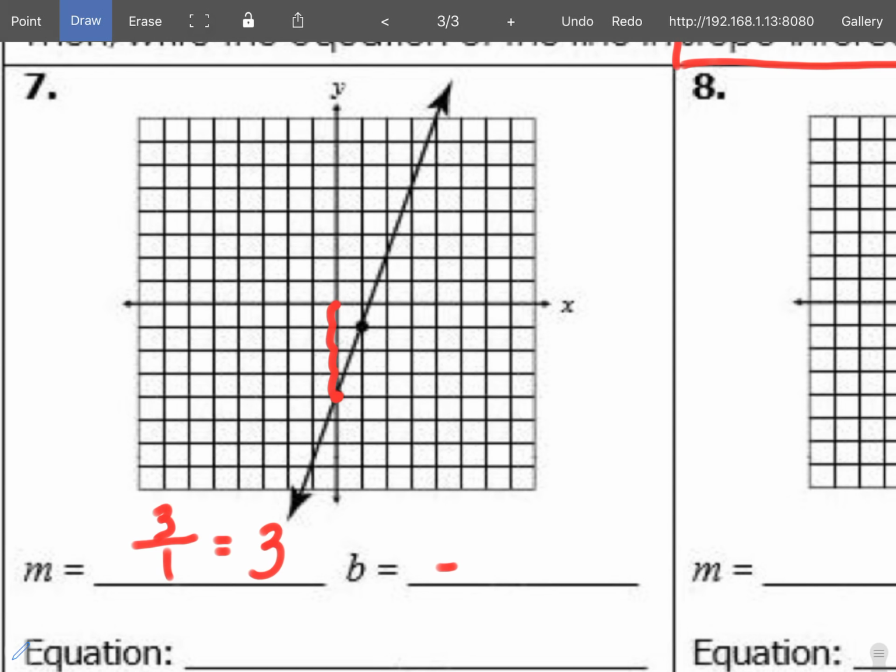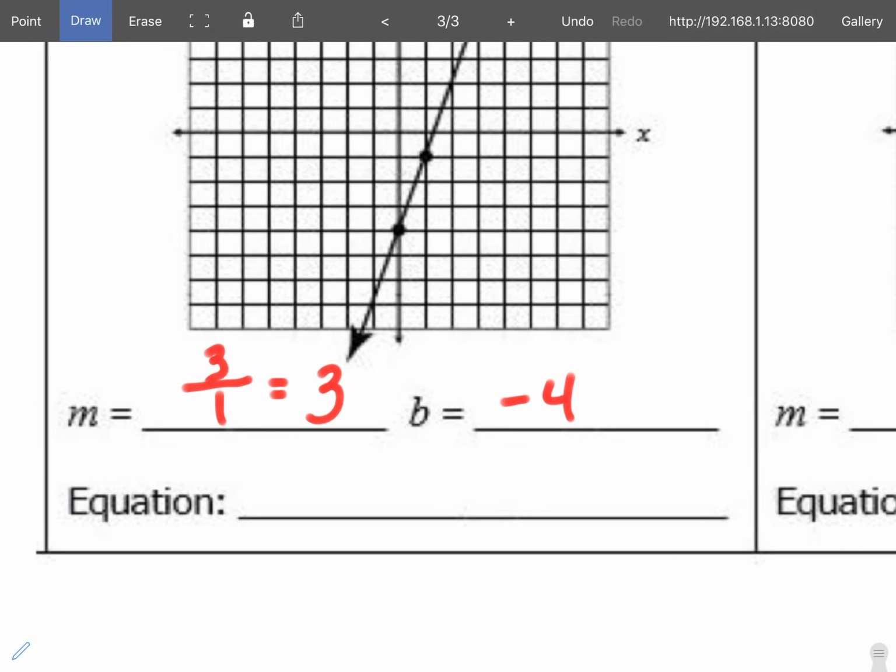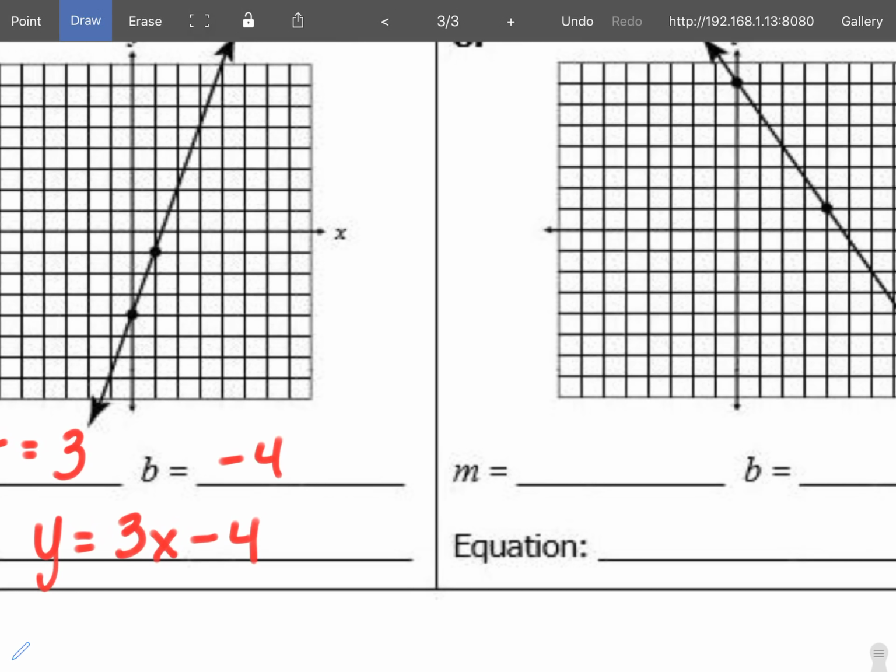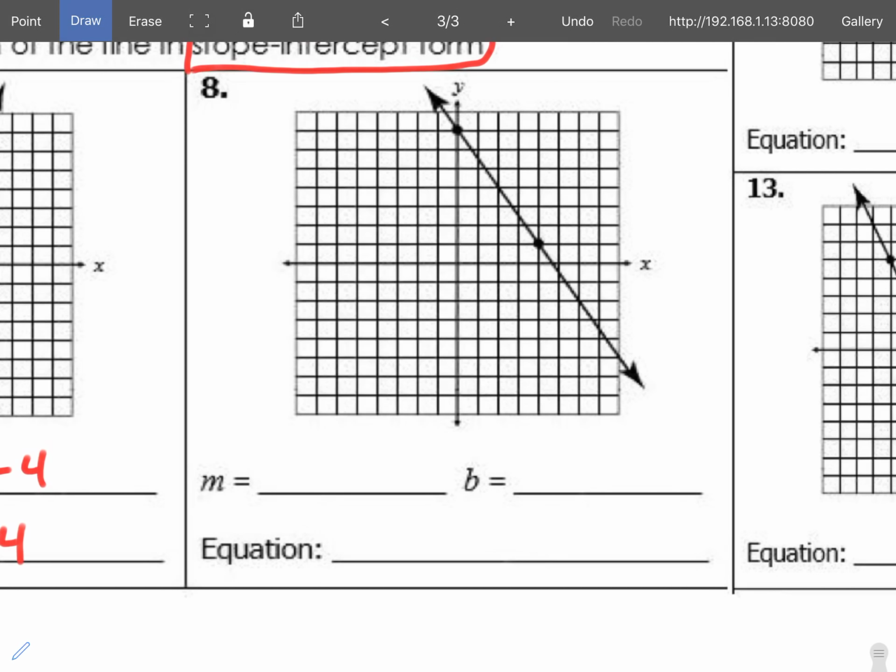Well, perfect. Isn't that, oops, oh my gosh, I'm erasing everything. Okay, isn't that all I need to write my equation? Y equals mx plus b. Now this time, don't write plus negative, it's just -4. Okay, -4. You guys with me? So try this next one.